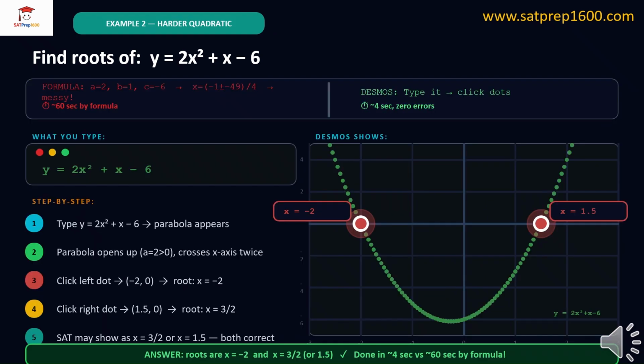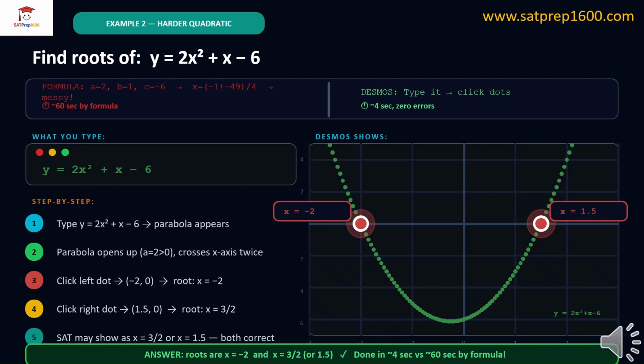Let's try a harder one. Y equals 2x squared plus x minus 6. By formula, a is 2, b is 1, c is negative 6. You'd plug in, get negative 1 plus or minus the square root of 1 plus 48, over 4. That's the square root of 49 over 4. Messy fractions. About 60 seconds of work, and one slip, you're done.